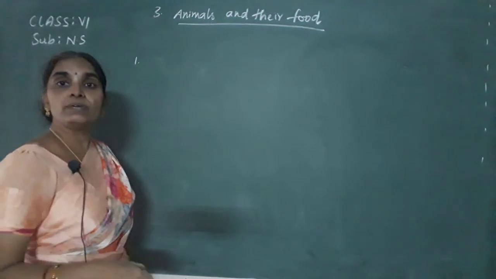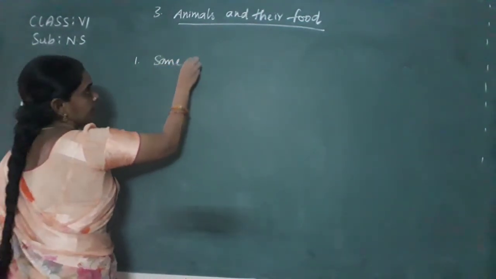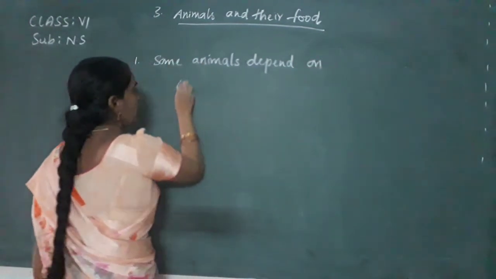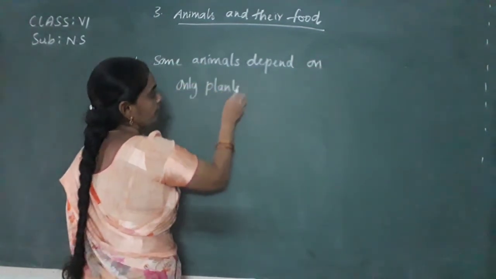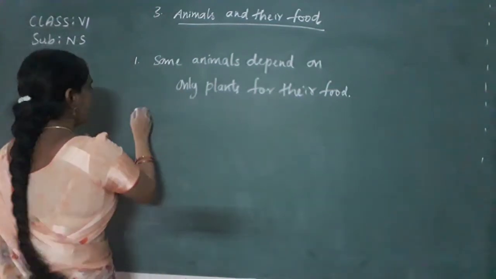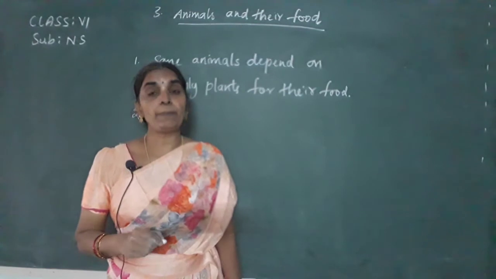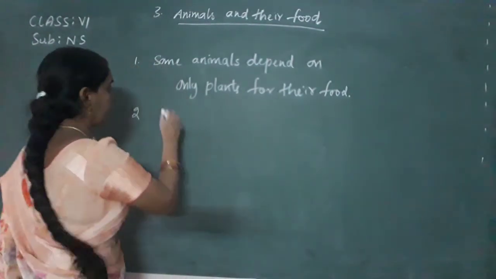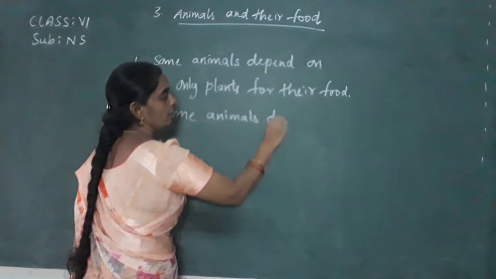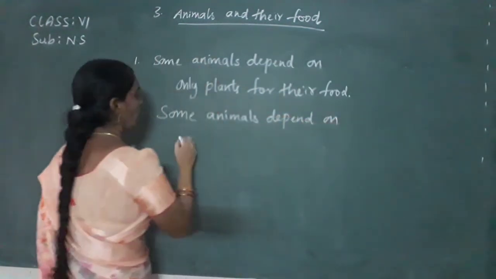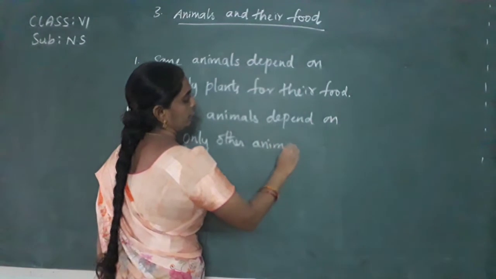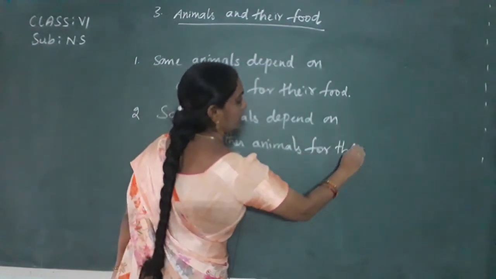So from this table, we can conclude that some animals depend on only plants for their food. Okay, we can also say that some animals depend on only animals for their food. That is, they eat the flesh of other animals, isn't it? So we can say that some animals depend on only other animals for their food.